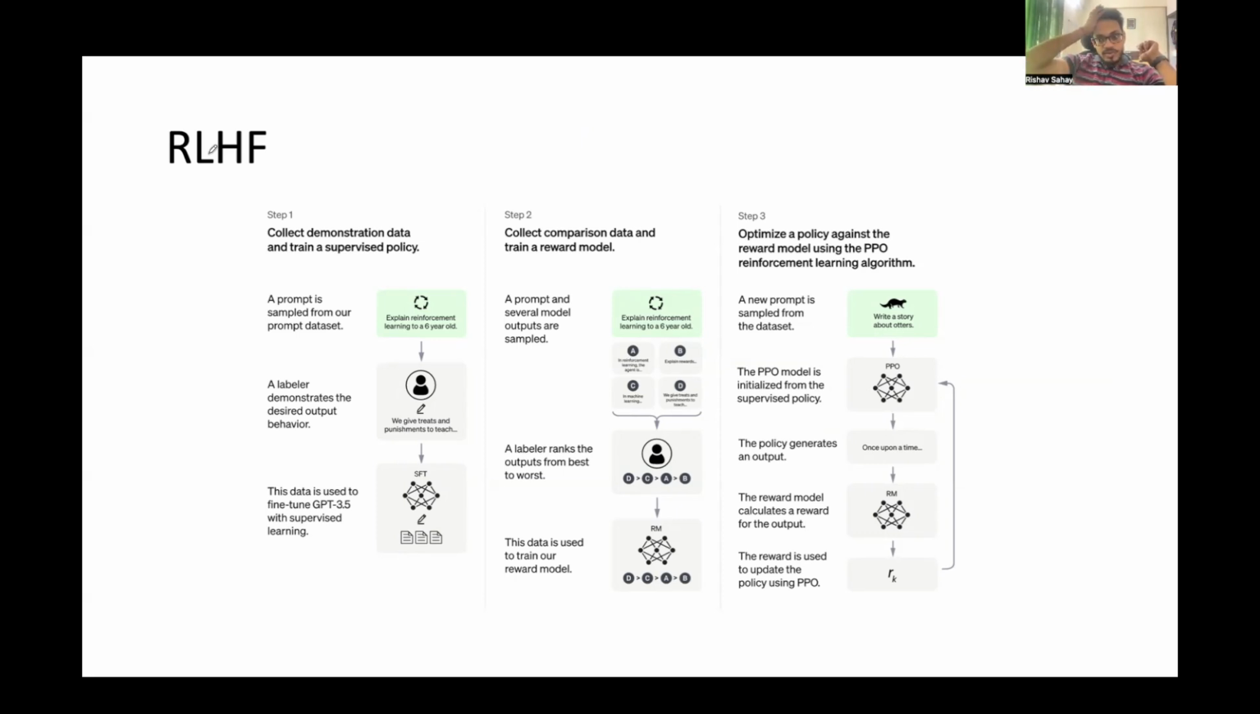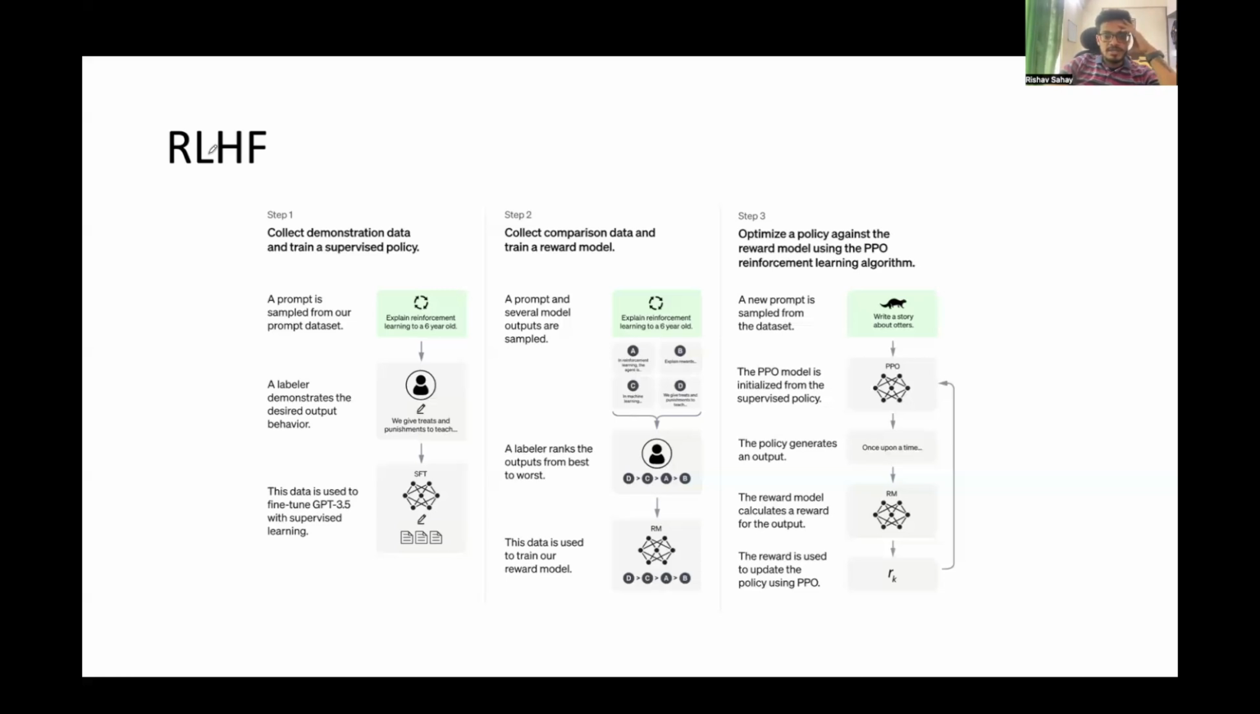That is something we don't want to cover right now, but it will be covered later. A labeler will rank the outputs from best to worst. A human labeler will rank these outputs, and this data is then used to train a reward model using a ranking loss.